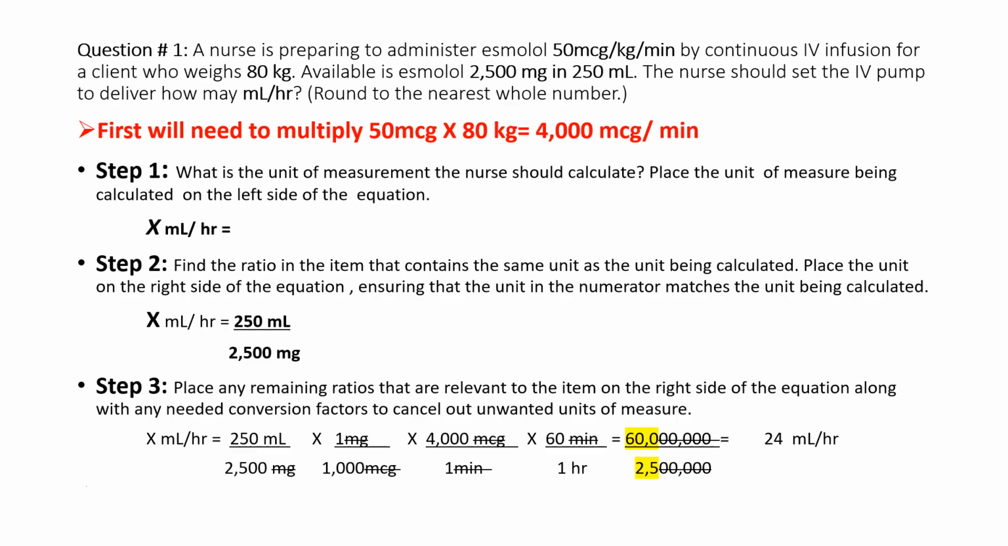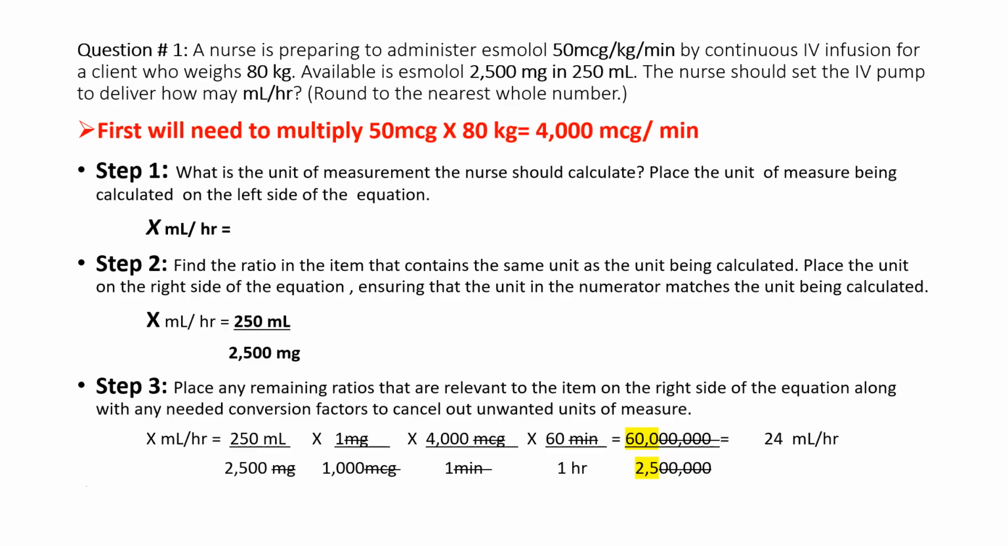So let's take the first step. We just really need to convert the weight-based order to a single rate, right? We're already given the kilograms, how much the patient weighs. So what we really need to do is make the dose specific. You want to multiply the 50 micrograms with 80 kilograms. So 50 micrograms times 80 kilograms results in 4,000 micrograms per minute. So that's the specific patient dose.